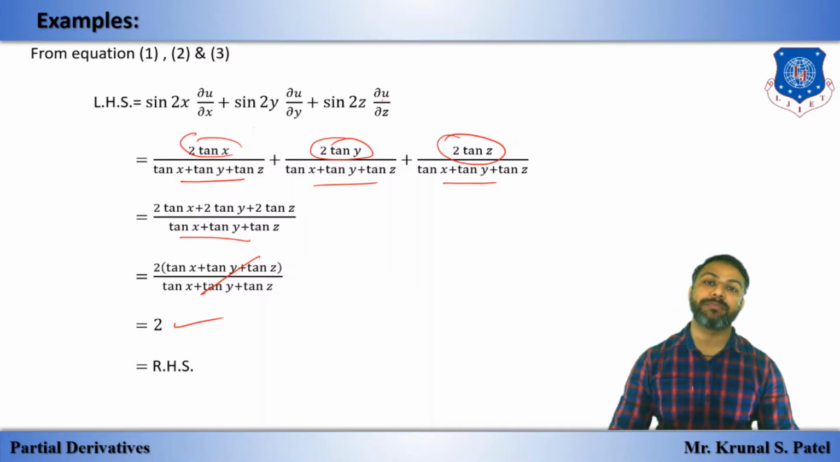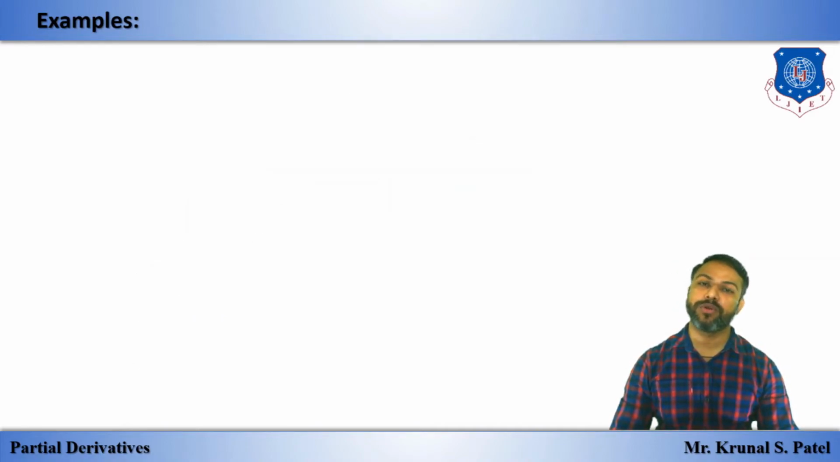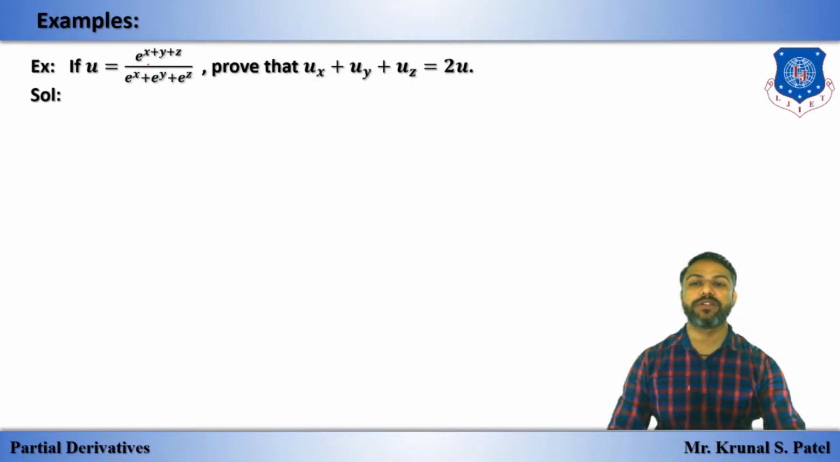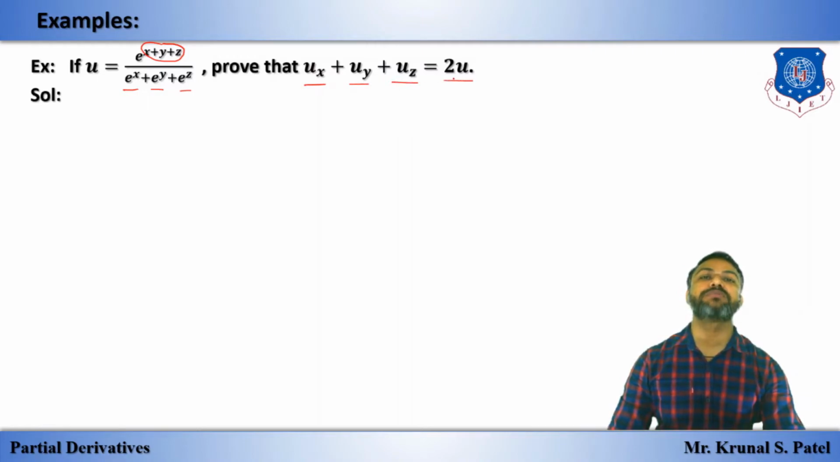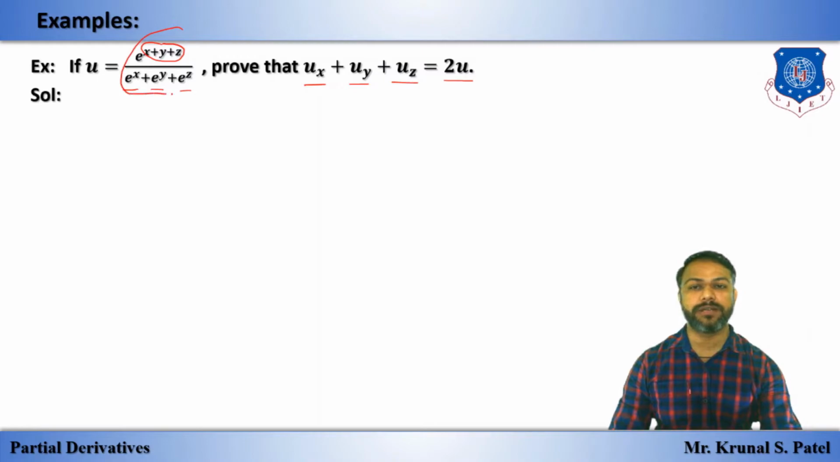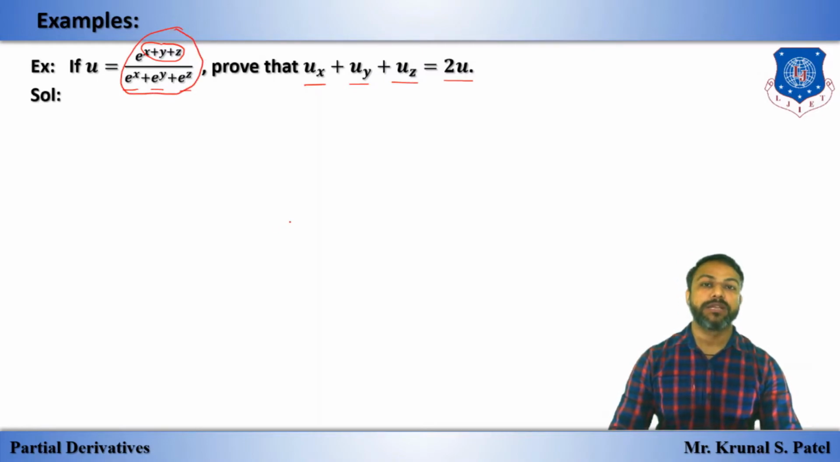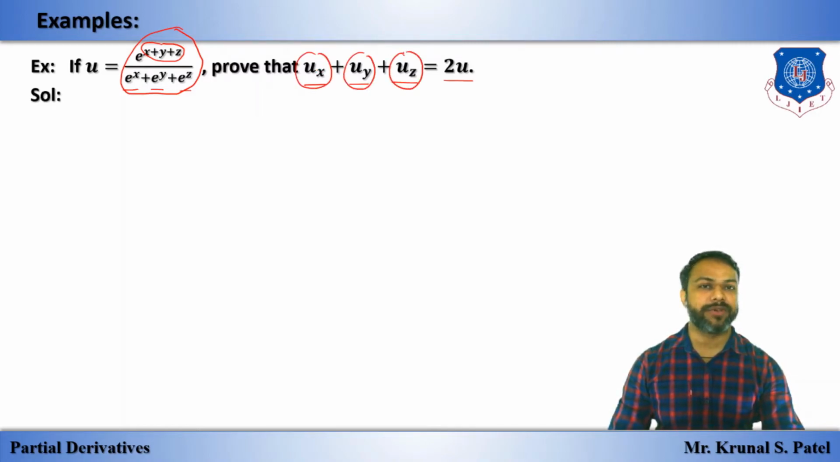Okay, so to understand better, let's have a look at one more example. So we have the example: if u is equal to e raised to x plus y plus z, this x plus y plus z is in the power of e, divided by e raised to x plus e raised to y plus e raised to z. Now we want to prove ux plus uy plus uz is equal to 2 times u, that means 2 times this given function u. Okay, so for that we just have to find ux, uy and uz one by one.